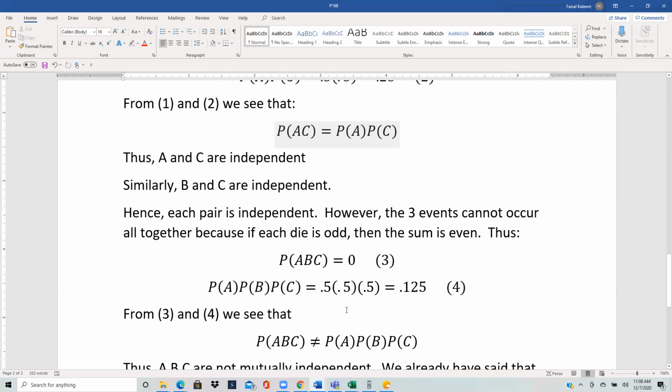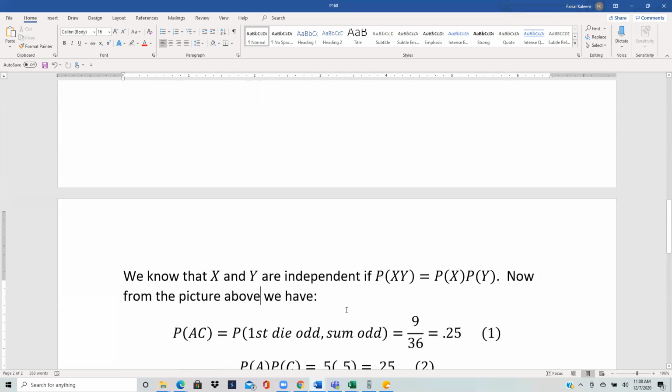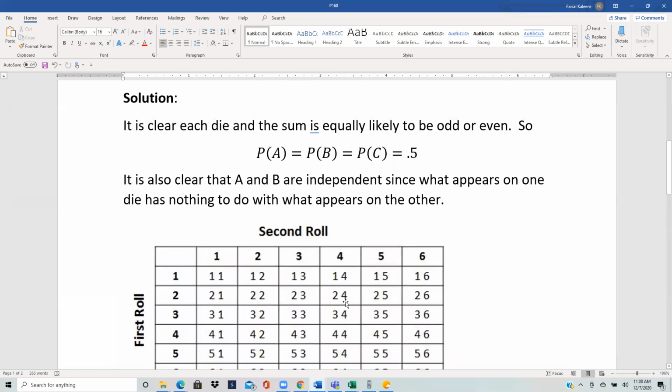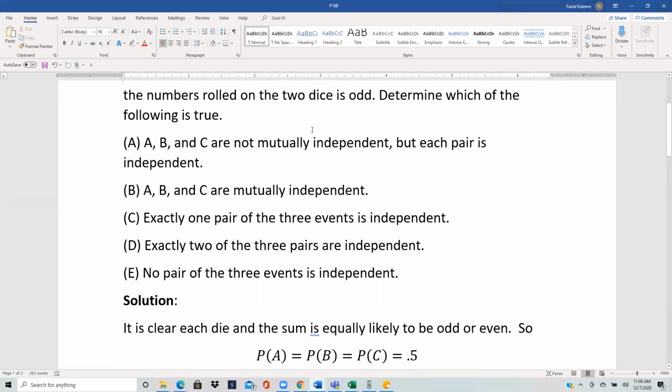And now choice A says exactly that. If you go up, choice A says that the three are not mutually independent, but each pair is, and that's what we've just established.